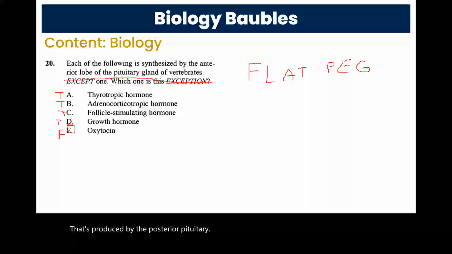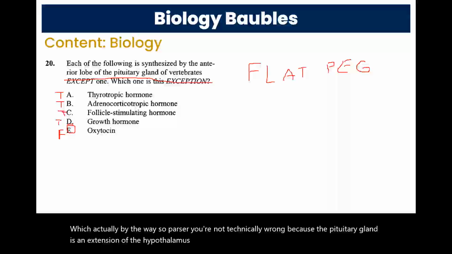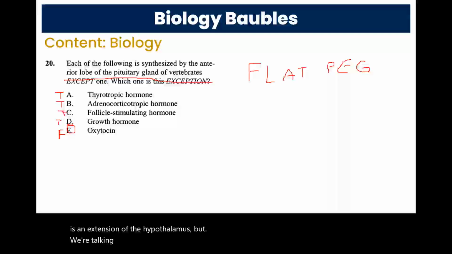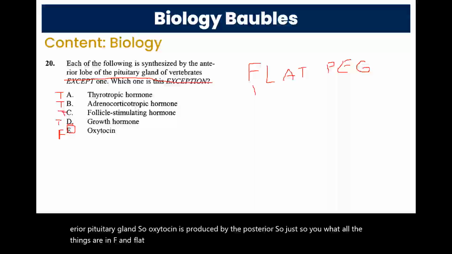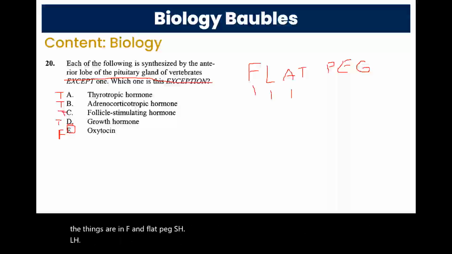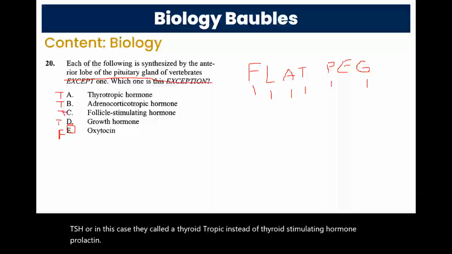Which actually, by the way, Parsa, you're not technically wrong because the pituitary gland is an extension of the hypothalamus, but we're talking specifically anterior and posterior pituitary gland. So oxytocin is produced by the posterior. So just so you know what all the things are in FLAT PEG: FSH, LH, ACTH, TSH, or in this case, they called it thyrotropic instead of thyroid stimulating hormone, prolactin, GH, and endorphins.